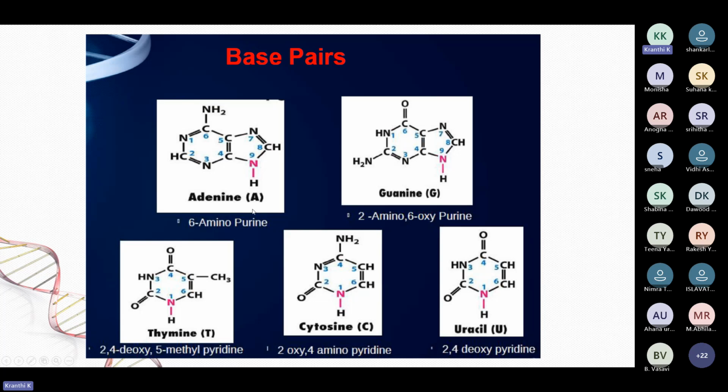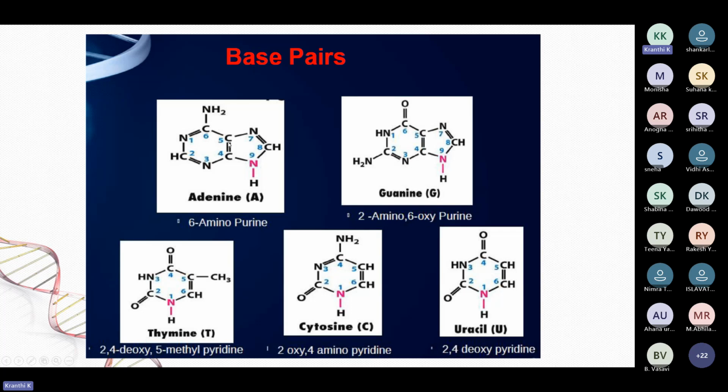What is adenine called? 6-aminopurine, because here you can see in the sixth place it is having NH2, right? That is the reason we call this 6-aminopurine. Then guanine is also called 2-amino-6-oxypurine. Why? Because in the second place it is having an amino group, and at sixth place it is having an oxygen group, right? Oxy group. That's the reason we call guanine 2-amino-6-oxypurine.